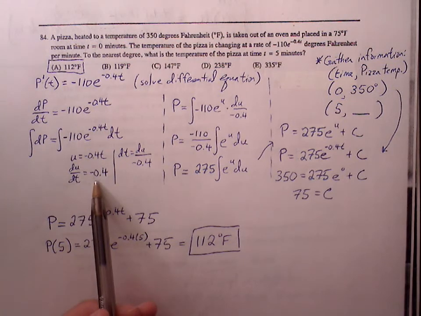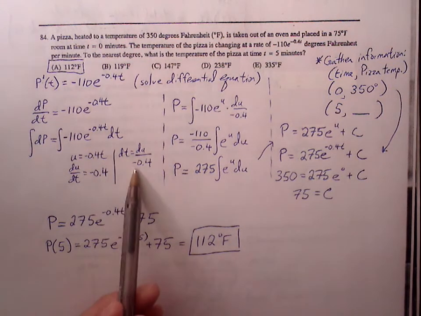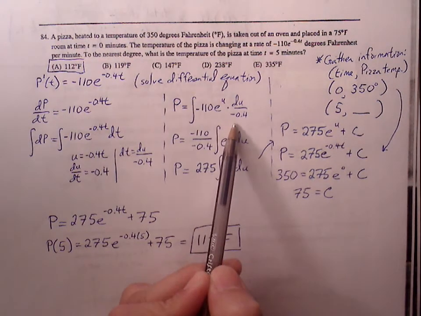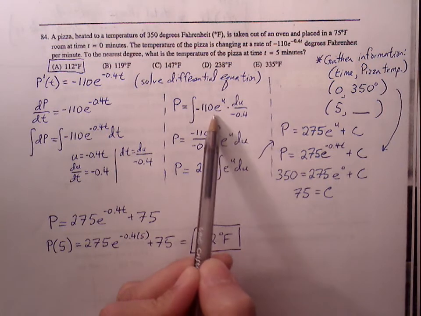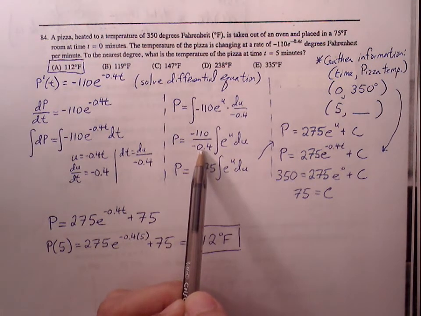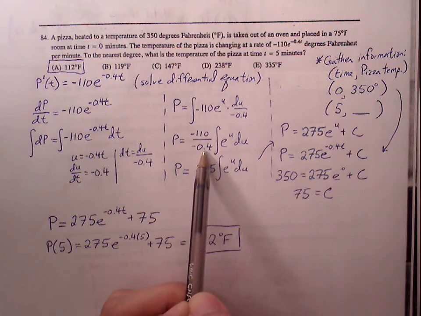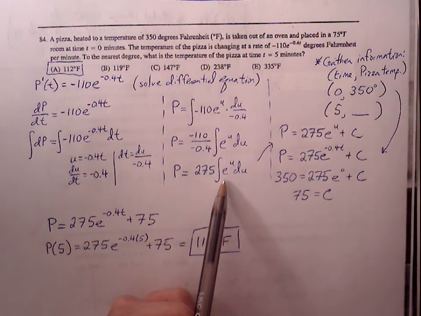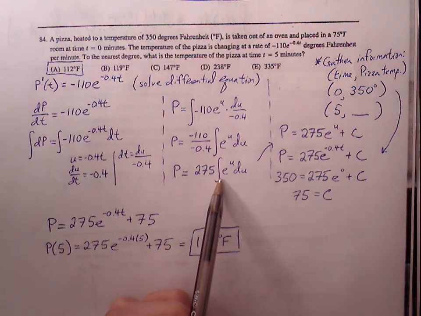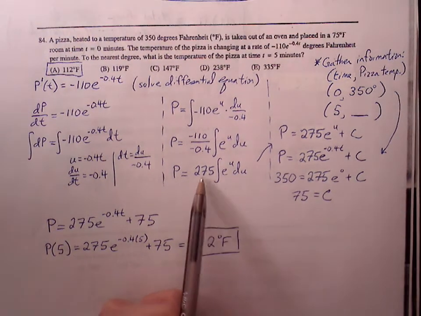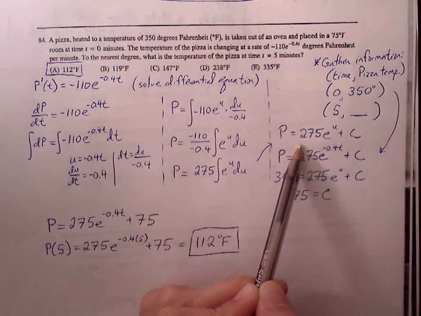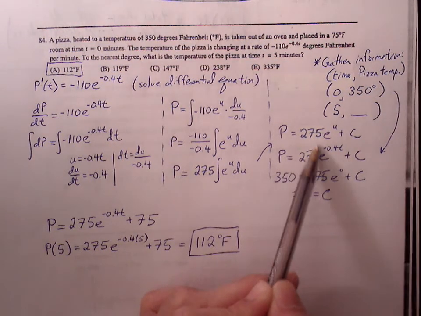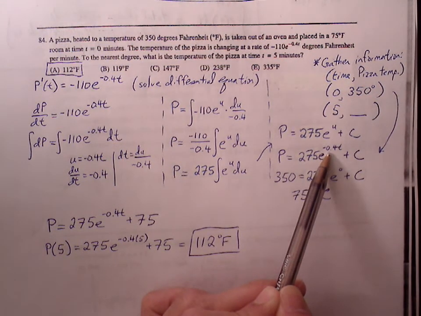Our u value is negative 0.4 t. du dt is equal to negative 0.4. We solve for dt, we get du over negative 0.4. We make that substitution. And once we make that substitution, we can push all the coefficients out in front. That coefficient just becomes 275. Integral of 275 e to the u is just going to be e to the u plus c. The coefficient stays. And once we have our p of t, or our temperature equation, I'm going to replace the u back in terms of t.